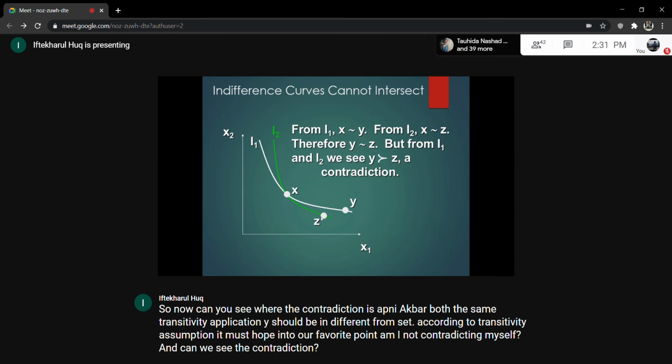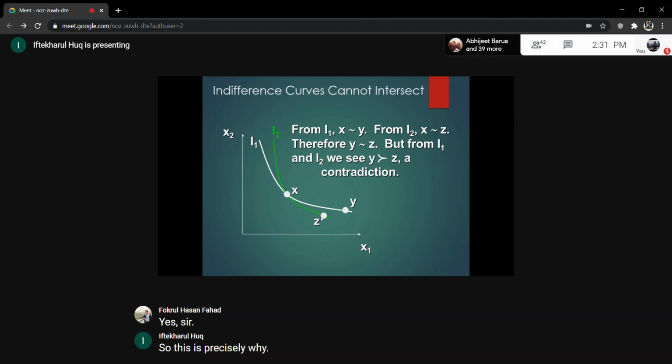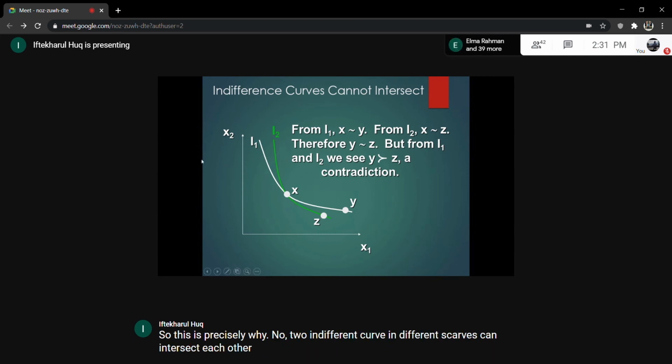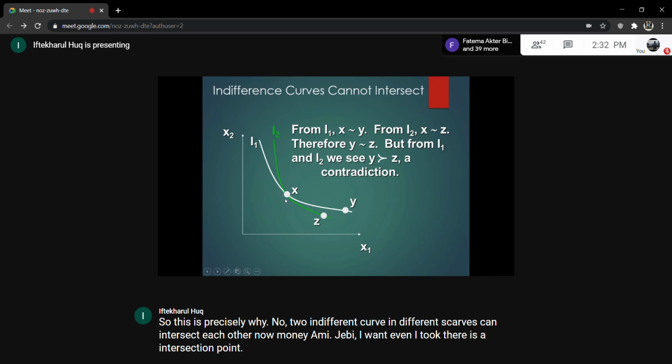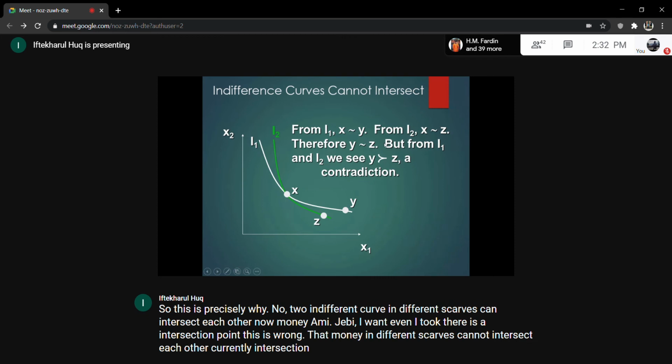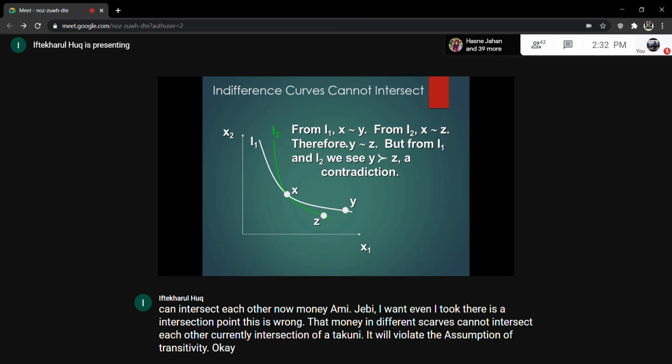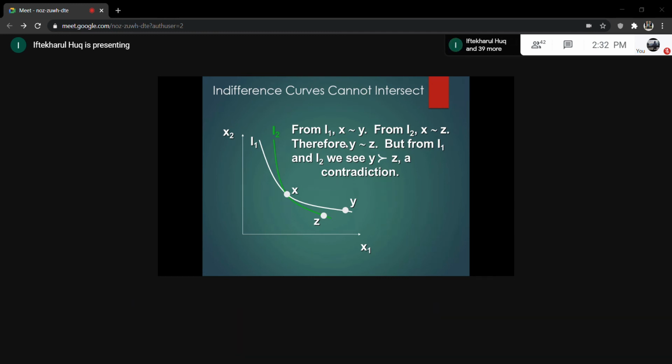Yes, sir. So this is precisely why no two indifference curves can intersect each other. The way I drew I1 and I2, with an intersection point, this is wrong. Indifference curves cannot intersect each other, because whenever there is an intersection, it will violate the assumption of transitivity. So if I want to draw an indifference curve that fulfills my transitivity assumption, two indifference curves can never intersect each other. Okay, is that clear?